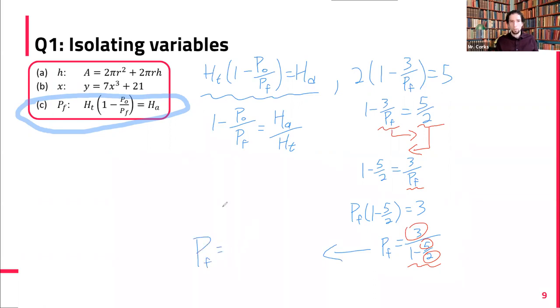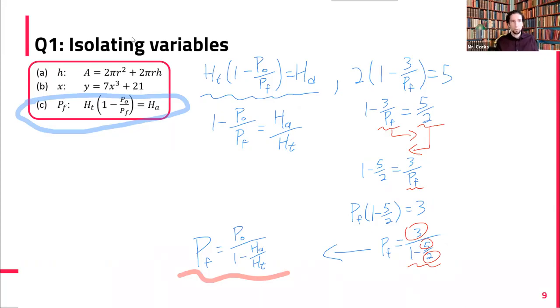PF equals, what was the 3? It was P naught over 1 minus HA over HT. So this is a way of thinking about these questions. If it's just numbers, it's probably more intuitive and more natural to think about it. But the exact same skill, the exact same technique, if we have an adding, then we subtract to eliminate it, is being used to get the result that we have on the left here.